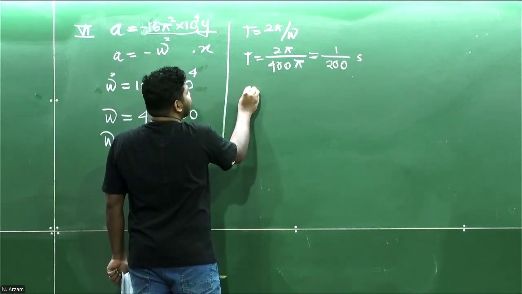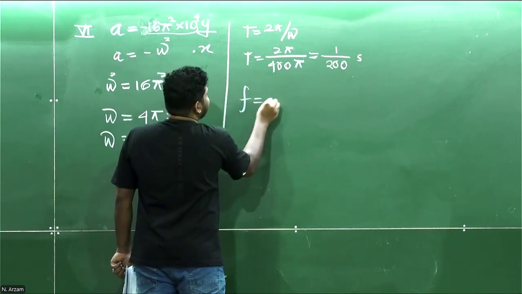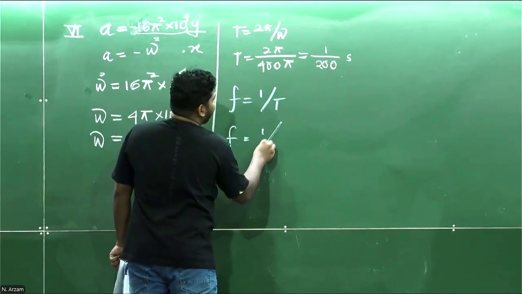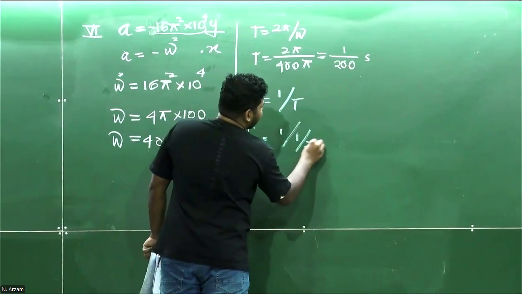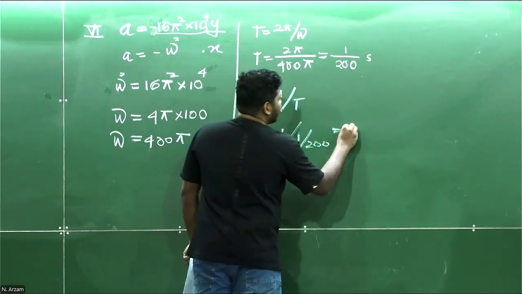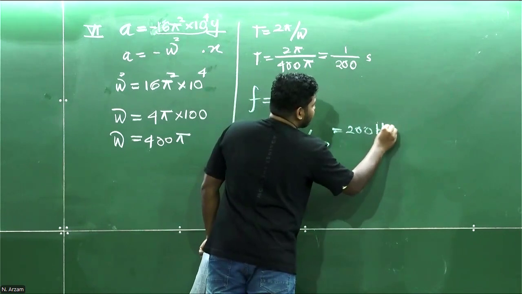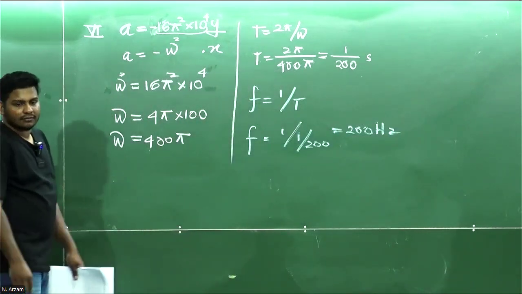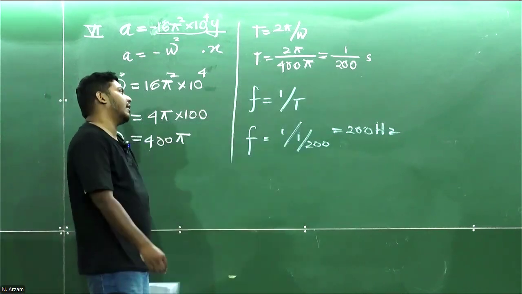So we want to find the frequency. Frequency is equal to 1 over T. So frequency is equal to 1 divided by T, which is 1 divided by 1 over 200, equal to 200 hertz. Okay, correct. Is this correct? Yeah, good.